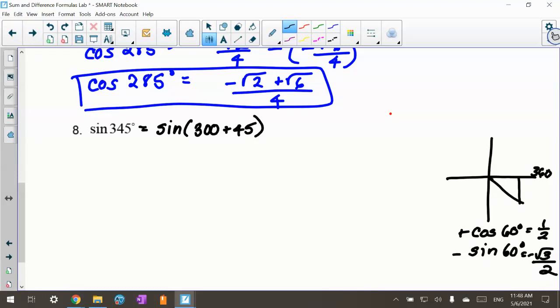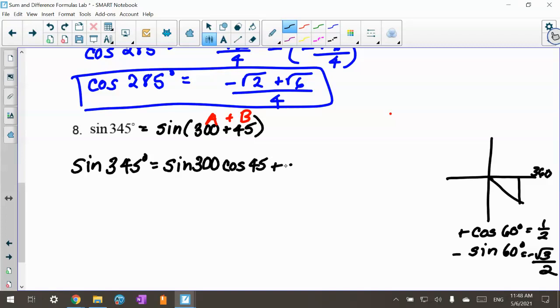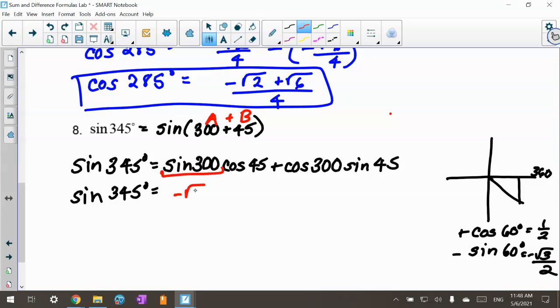All right, so this is my a and b. Okay, so ready, the sine of a plus b, which I've already written before, is going to be the sine of 345, is going to be the sine of 300. I'm just plugging and chugging into the formula. Cosine of 45 plus the cosine of 300, sine of 45. So the exact value of 345 degrees is, so wherever the sine of 300 is, I'm going to use down here negative radical 3 over 2.